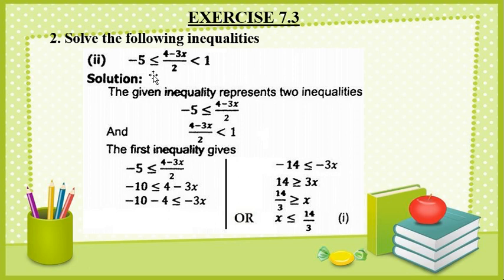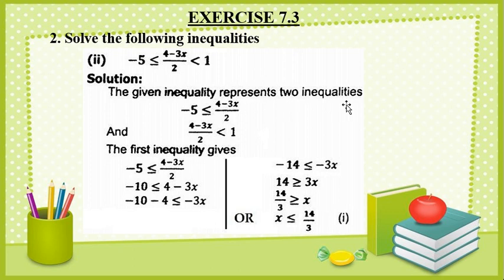As you are observing that we have two unequal signs, that is less than equal to and less than, so that's why this statement is called a double inequality, and we will solve this in a different way. So we are moving for the solution.